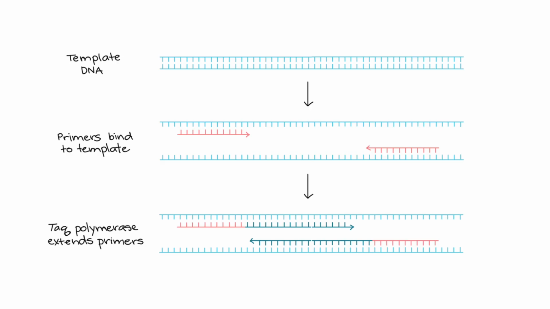This figure shows why PCR primers are important. When the primers are bound to the template strand, they can be extended by the polymerase, and then the region that lies between them will get copied.